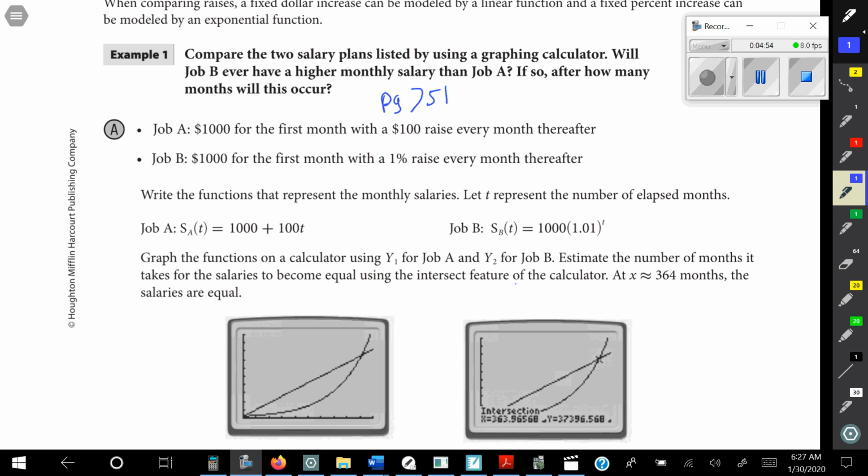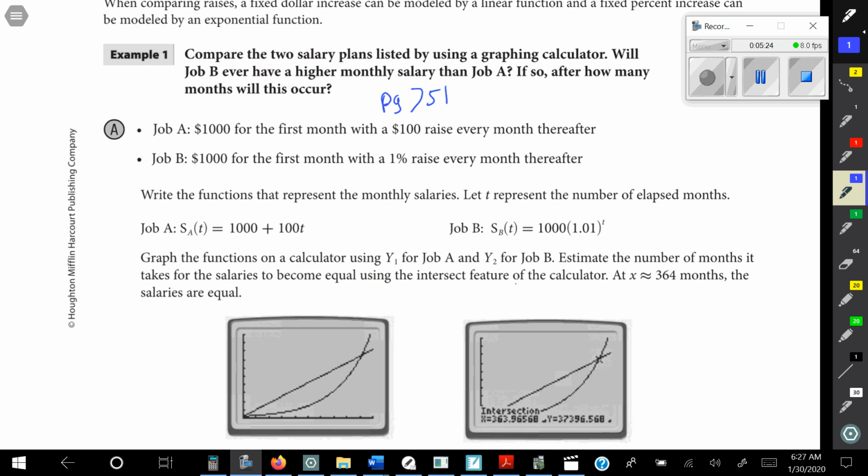So you got job A. Job A gets paid $1,000 for the first month with a $100 raise every month thereafter. Job B is $1,000 for the first month with a 1% raise every month thereafter. Okay. So notice how they wrote out the functions here. And since job A gets paid the exact same raise every year, that's going to be a linear function. And job B is an exponential because it grows.